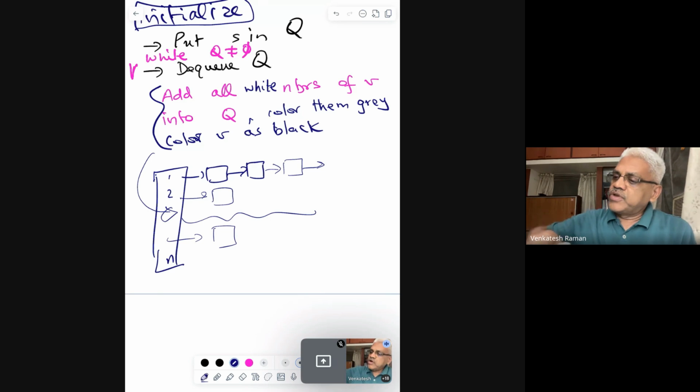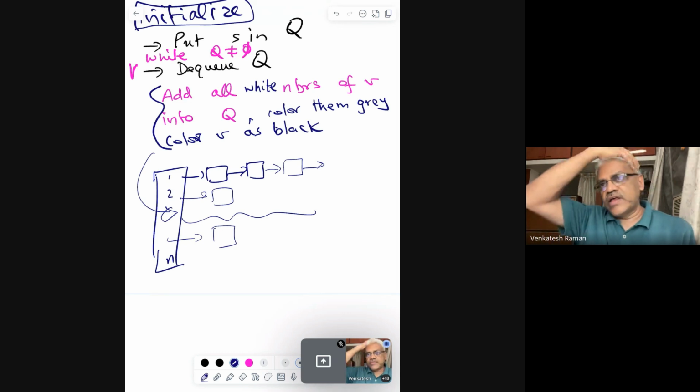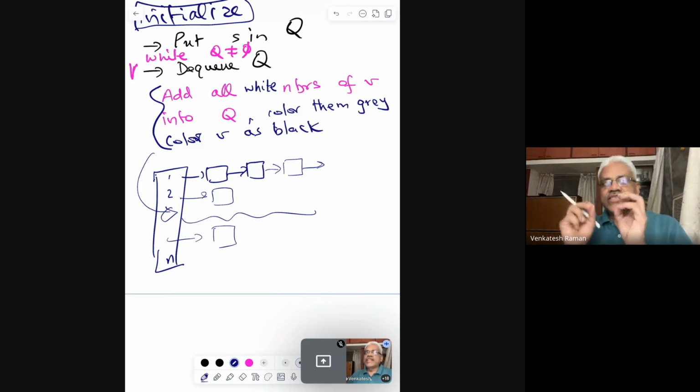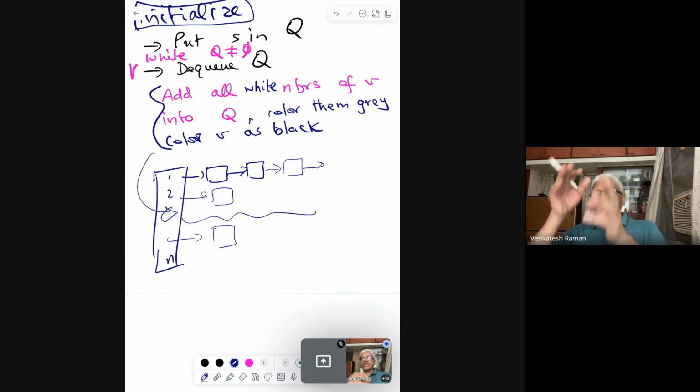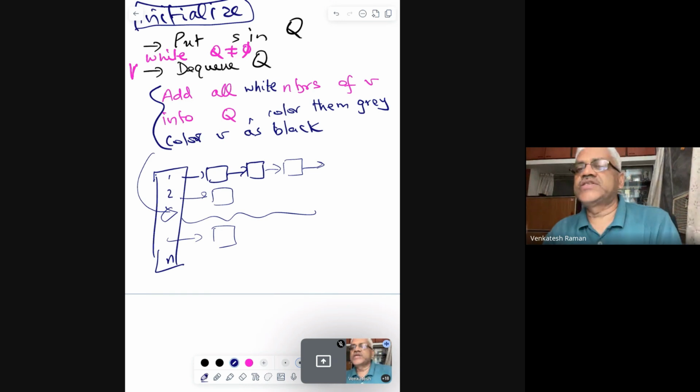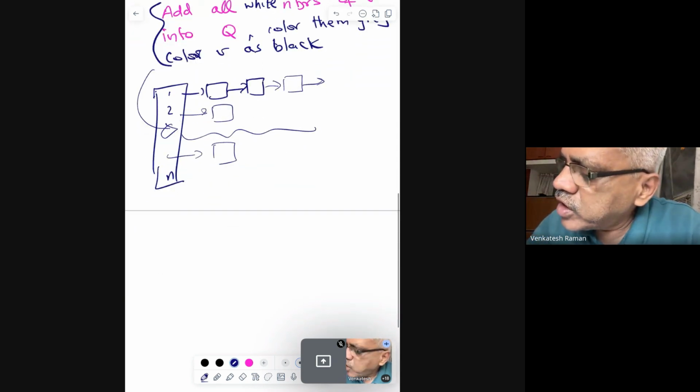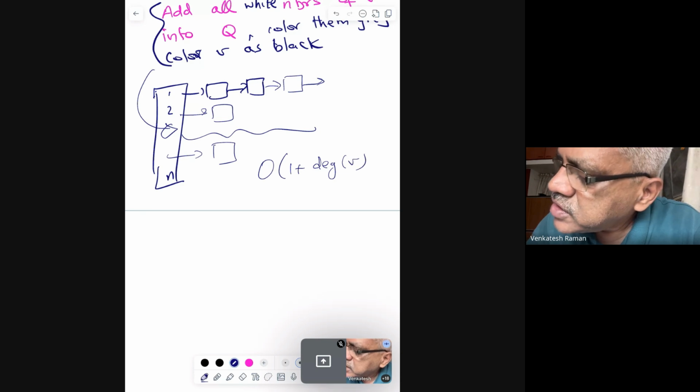Then you put them into the queue. Each insertion into the queue is constant time. You might add some degree of V many vertices. So overall, in that step, it takes degree of V time. And then you're taking the next vertex, next vertex, next vertex. So it's the summation of degree V, which will be order M. And every time there is some constant time you're doing, so it's order M plus N. Right? So it's order 1 plus degree of V, summation over all V. So this will be order N plus M.